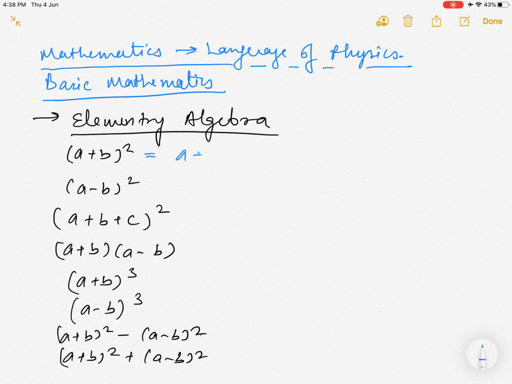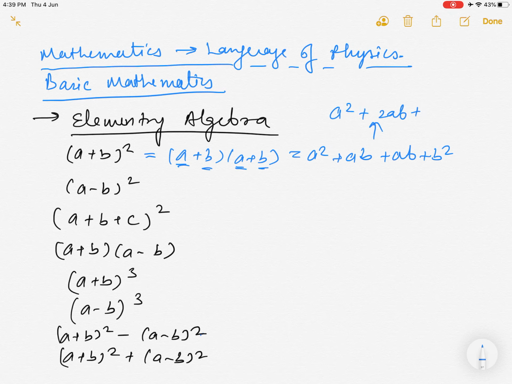Now what is (a plus b) whole squared? Let's start from the first one. So (a plus b) whole squared, you must be knowing it is (a plus b)(a plus b). If you write it like this, you can write it 2 times. Just multiply. When you multiply a with a, you'll get a squared. When you multiply a with b, you'll get ab. When you multiply b with a, again you'll get ab. And when you multiply b with b, you'll get b squared. So this can be written as a squared plus 2ab plus b squared. If you do the same step in the second one, then you'll get a squared minus 2ab plus b squared.